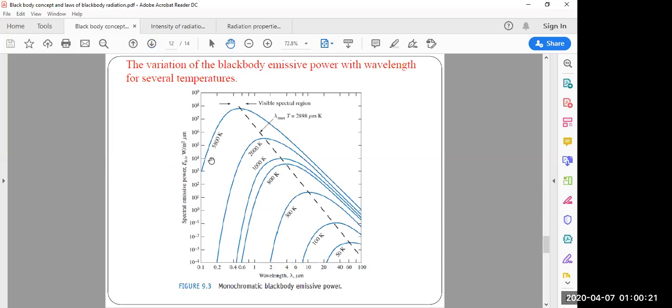Observe this monochromatic emissive power plotted against wavelength corresponding to different temperatures. Each curve represents the plot of monochromatic emissive power versus wavelength at a different temperature, and this is the direction in which the temperature increases. You can see that each curve has a peak at a particular wavelength, and as the temperature increases, the wavelength corresponding to this peak decreases.